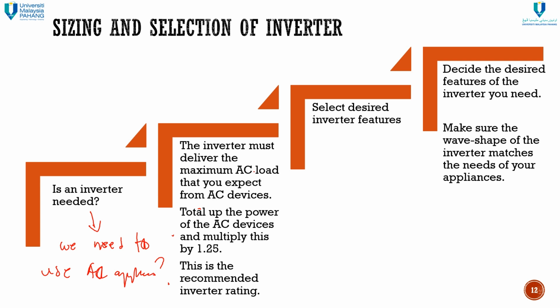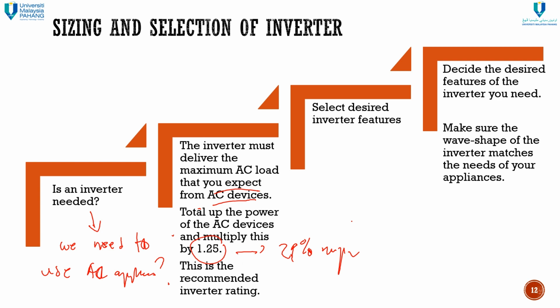The inverter must deliver the maximum AC load that you expect from the AC devices. So we calculate the total AC power consumption and divide by the rated voltage of that inverter, for example 230 volt, and then we get the AC load current. After we get that load current, we must multiply again by 1.25 to take the 25% margin, for the safer side.